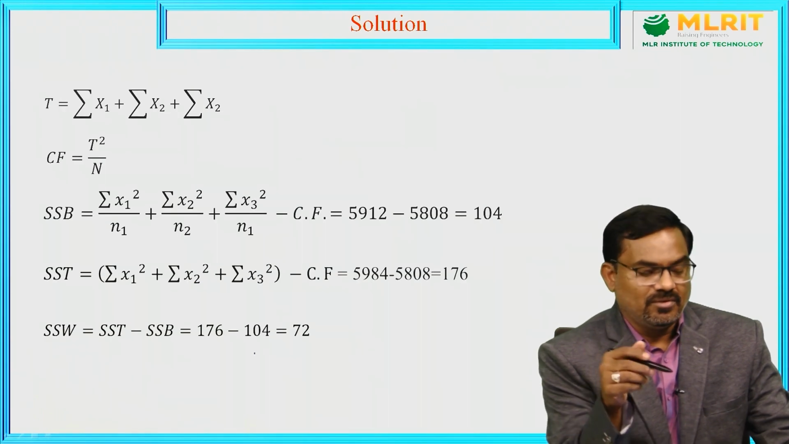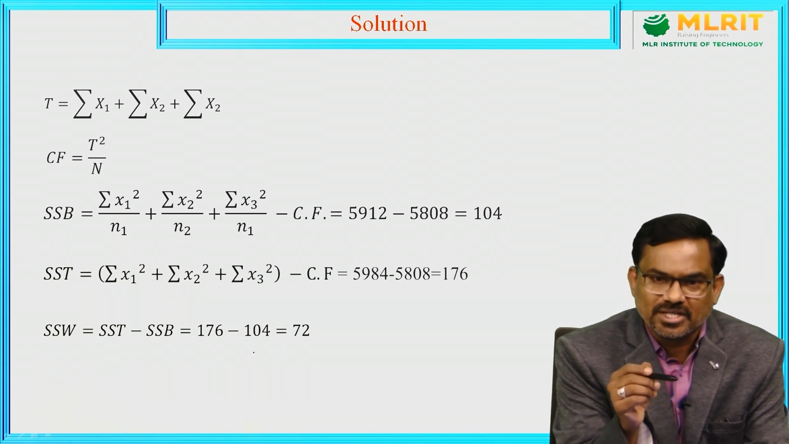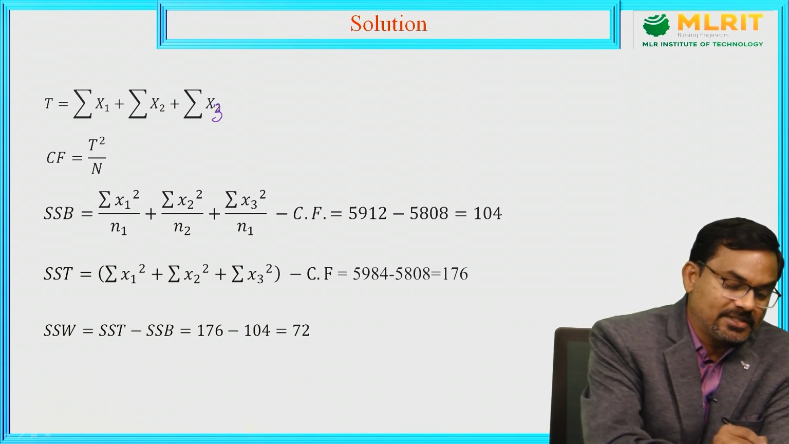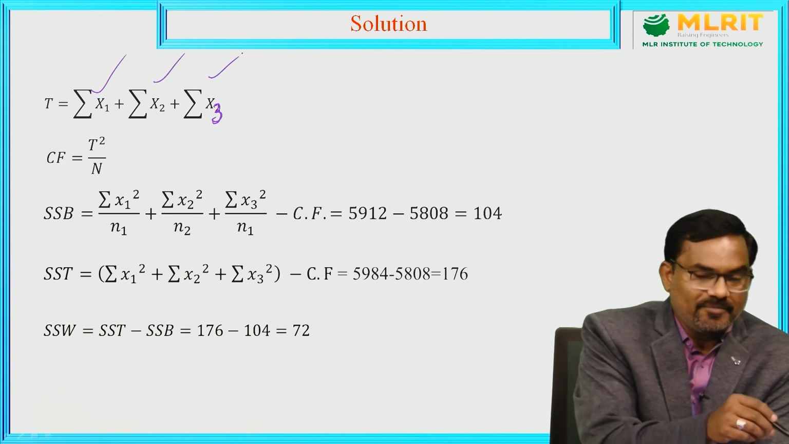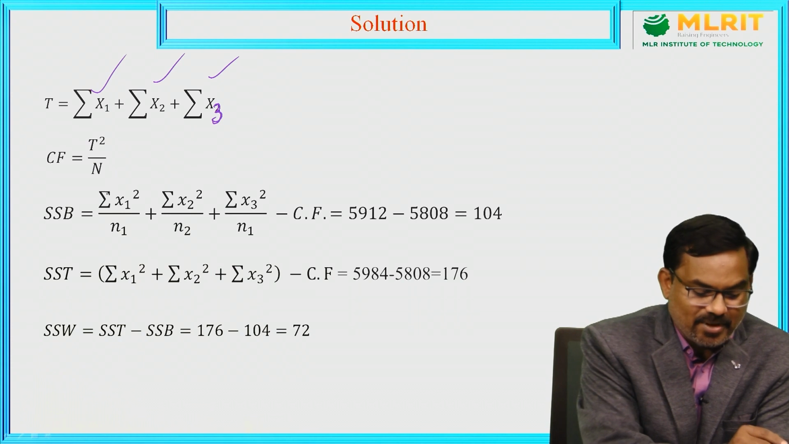Then first we calculate the total. Total is the sum of all observations. So, x1 corresponds to sample 1, x2 corresponds to sample 2 and x3 corresponds to sample 3. Let us find all the totals. Then the CF value, the correction factor, T square by n.